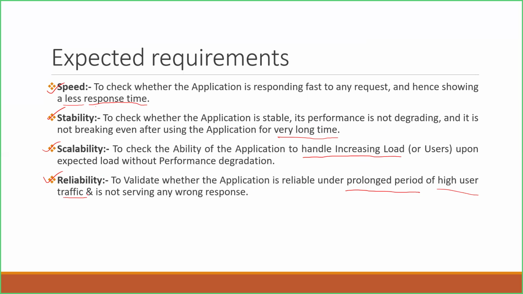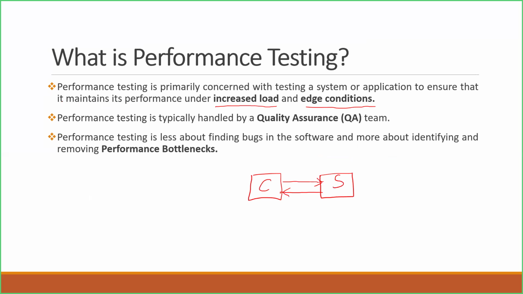So in this case, we are going to use high user traffic. If you are running the application for a longer duration with high user traffic and your application is able to handle that, then we can say that the application is reliable. The major thing that we are going to look into here is wrong responses. If we are getting any wrong responses from the server, then obviously it is not reliable. So these are the 4 edge conditions that we need to keep in mind whenever we are doing performance testing.